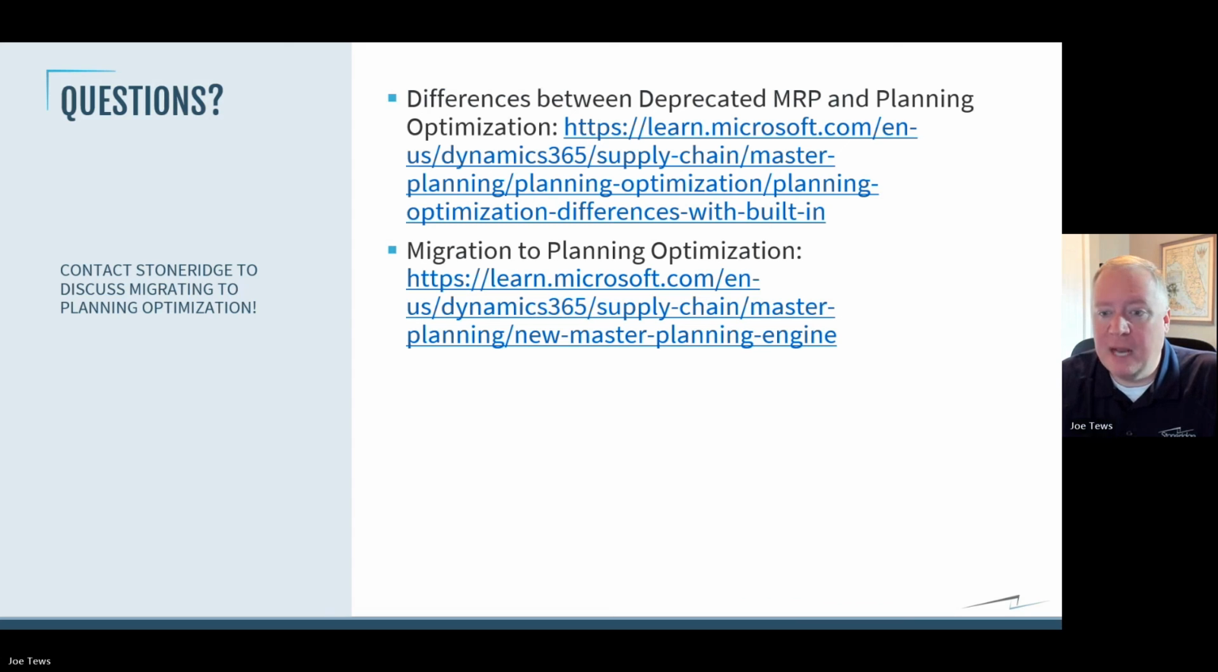With that, I do have a couple of links here that talk about some of the differences between deprecated MRP and planning optimization. I only included a few in there, some of the big ones. There are a few other smaller changes that are going to be out there. And then finally, some documentation on the migration path to planning optimization.